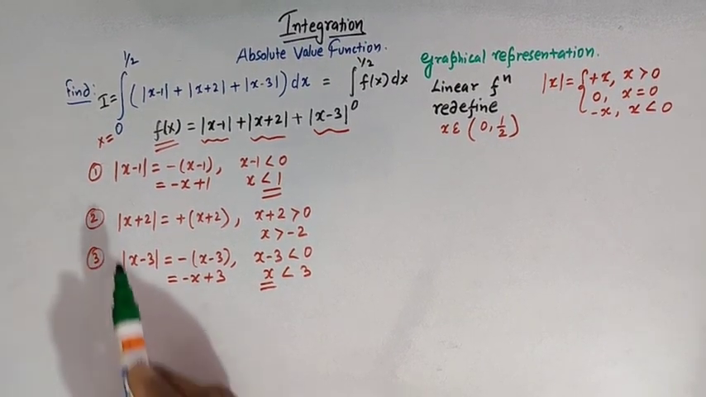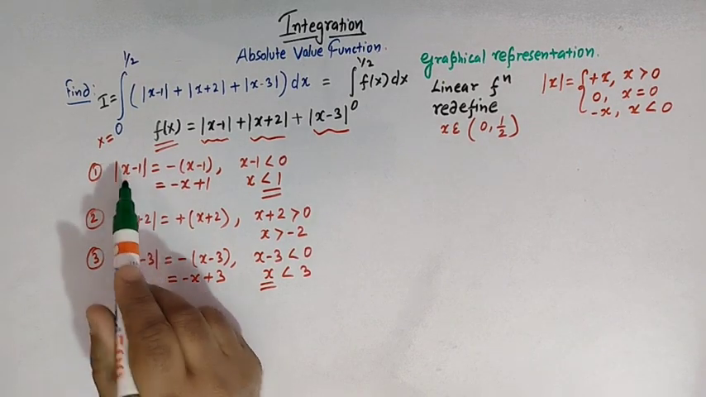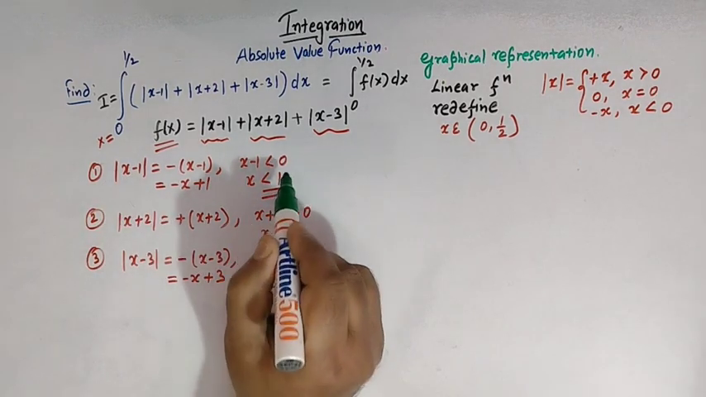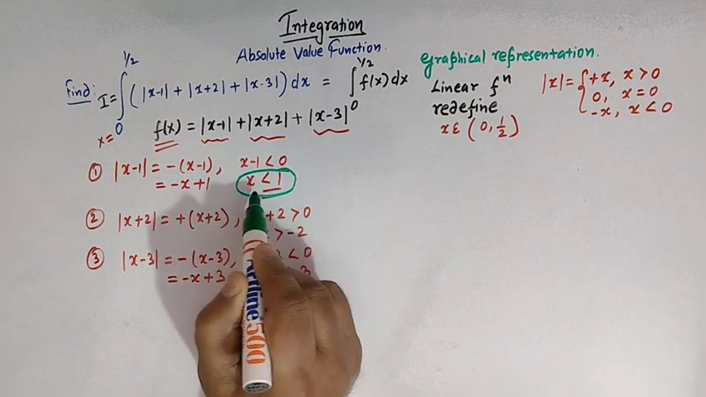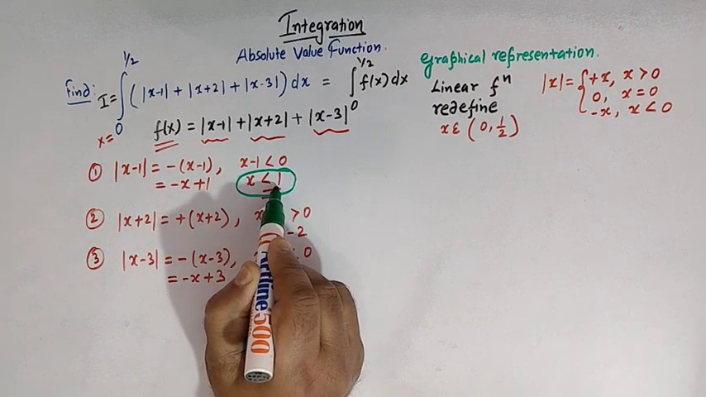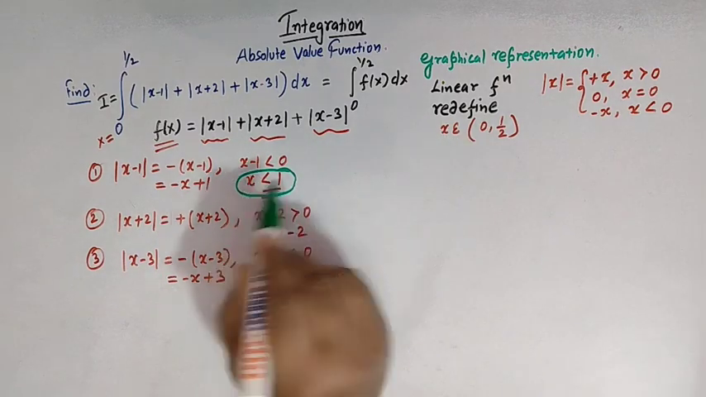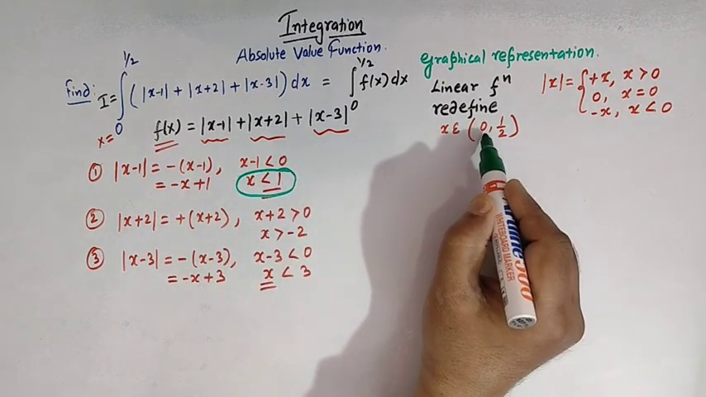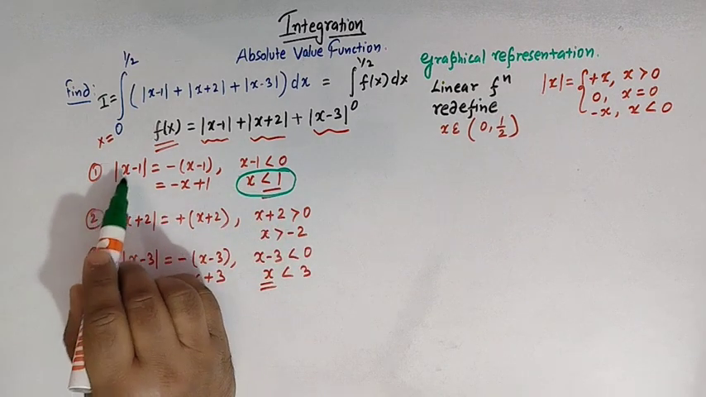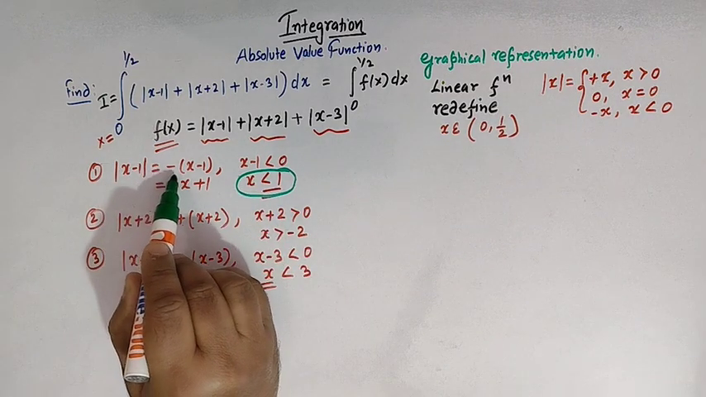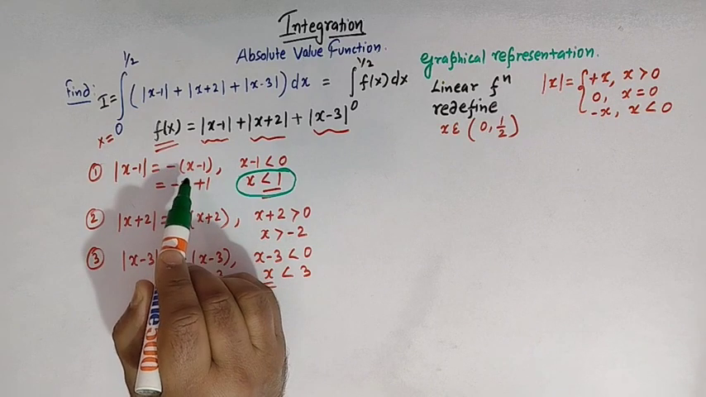So this is how we have defined these three mod terms, right? In the first term, we have this inequality, that is x less than 1. And obviously, all the values of x which belong to 0 to half are less than 1. That's why we have written mod of x minus 1 is equal to negative of x minus 1, right?